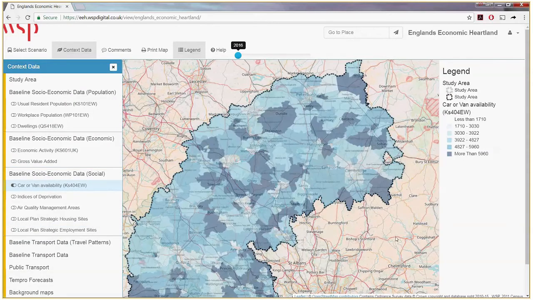Looking at car availability, as we'd expect, car ownership is much lower in the urban areas where people have less need of car transport and better availability of public transport. And then in some of these rural hinterlands, car ownership is getting towards being almost universal, and car is very much going to be the dominant mode of travel.